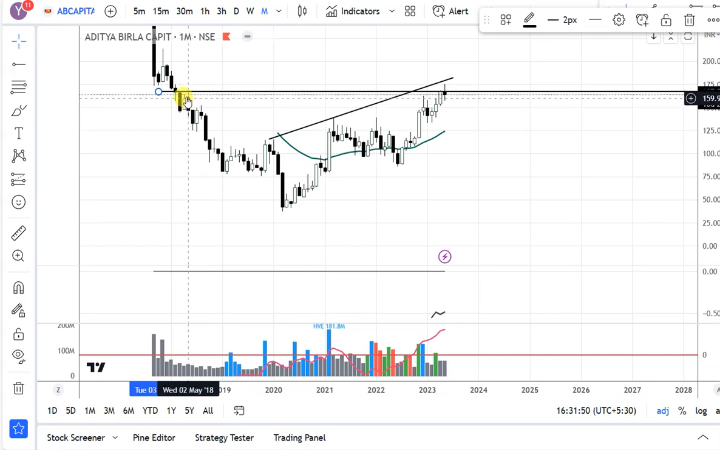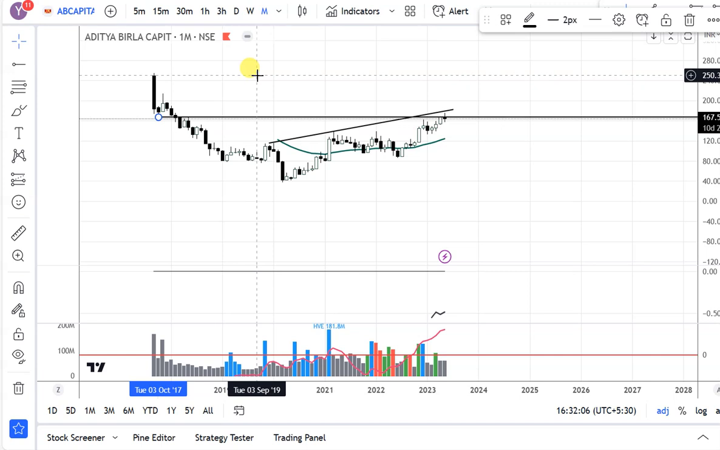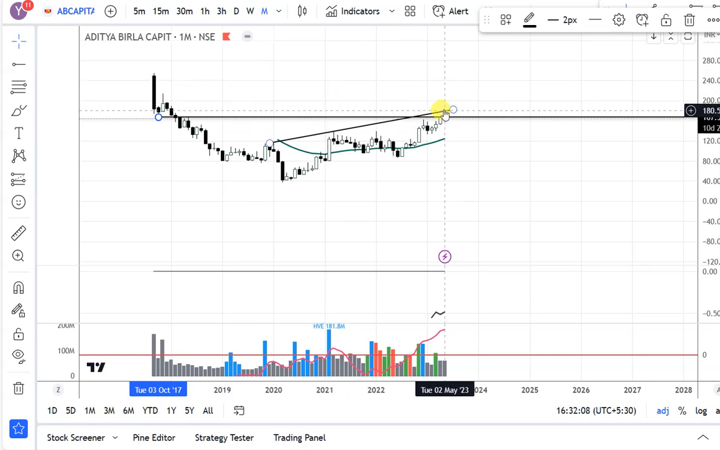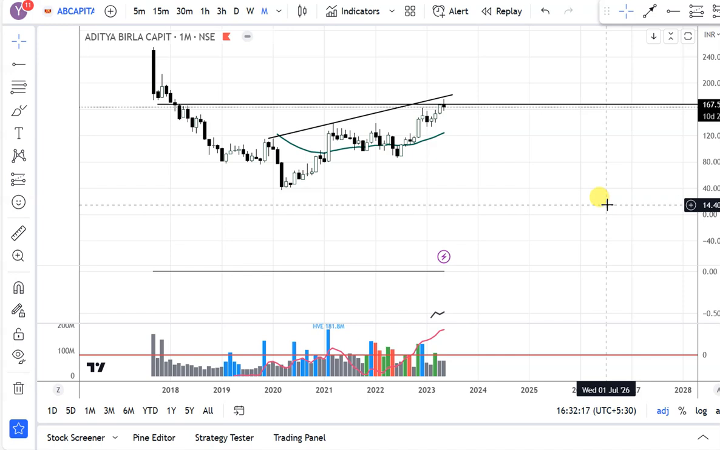So this high of 168 is very crucial for it to give a closing. And if it gives a closing above 182, this stock will have another new big rally till the target of 280. But we need it to close above 180 at least. So we will wait for Aditya Birla Capital to give a closing above that level in a couple of weeks.